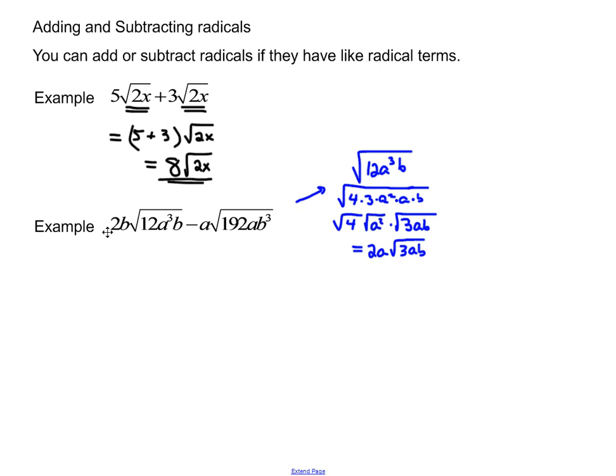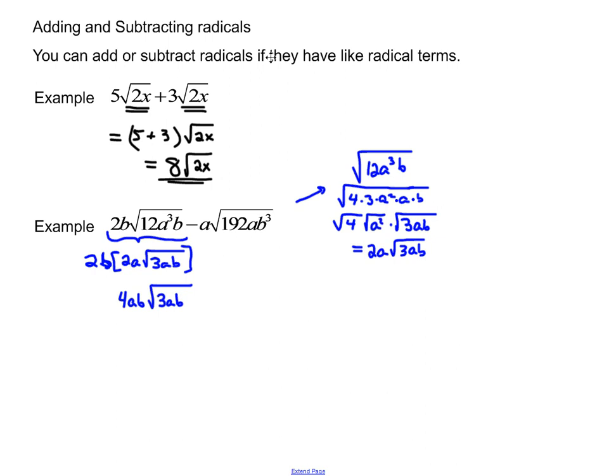All right, so in this first term, if you look at what we actually have right here, we actually have 2b times the quantity 2a square root of 3ab. Okay, and we could simplify that a little bit more, right? Because 2b times 2a becomes 4ab. So we've got 4ab times the square root of 3ab.